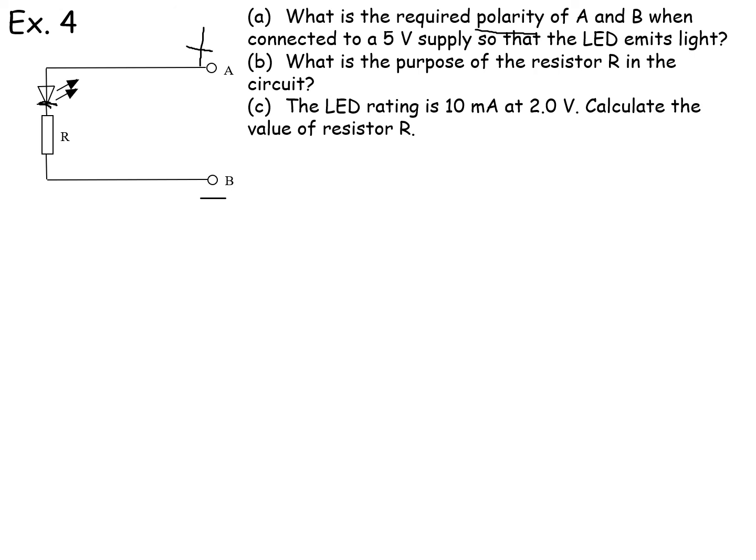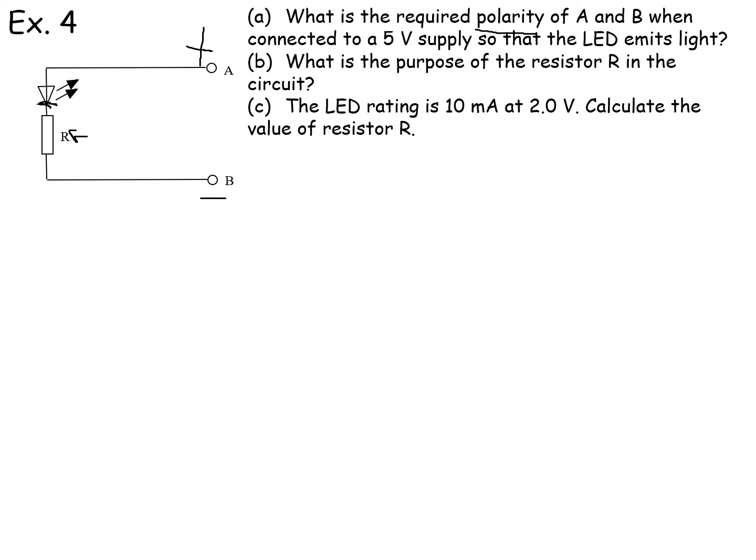What's the purpose of the resistor in the circuit? It's to protect the LED. What it does is it reduces the current so that you don't overload the LED with a high current and damage it. LEDs are brilliant devices because they only use very, very small currents.